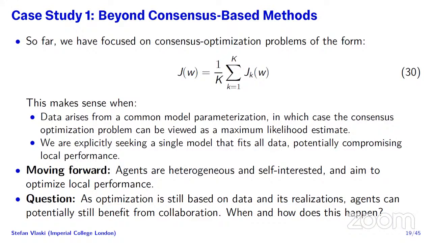Okay, so our setting will be that agents are heterogeneous and self-interested, and they aim to estimate their local performance, but they're doing this using finite data, using stochastic gradients, right? So they're not able to do this exactly, and so potentially they could benefit from one another, provided that you collaborate in the right way. And the question is, how should you collaborate now if the data is no longer IID? Because the traditional consensus-based maximum likelihood interpretation breaks down.